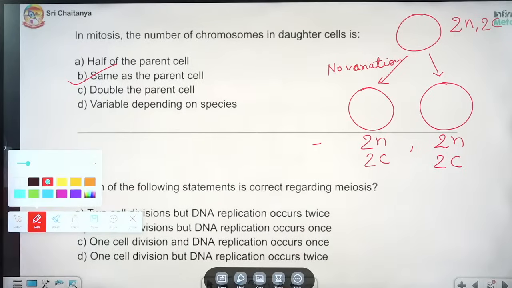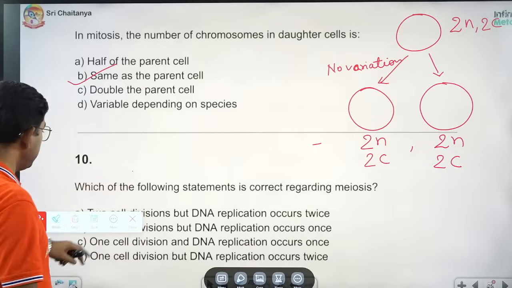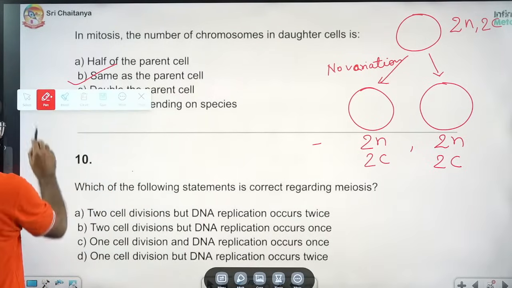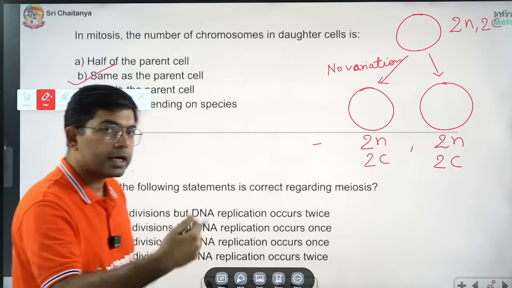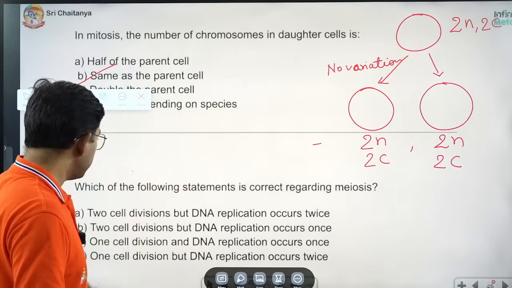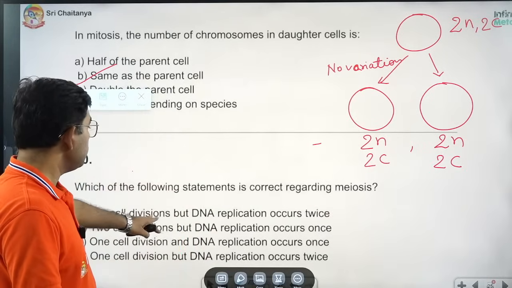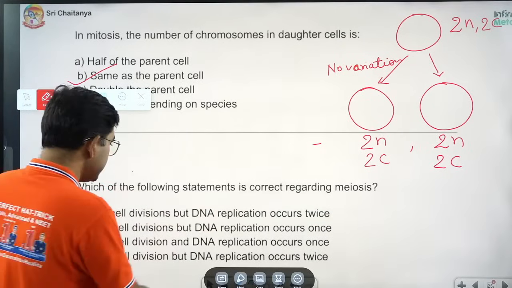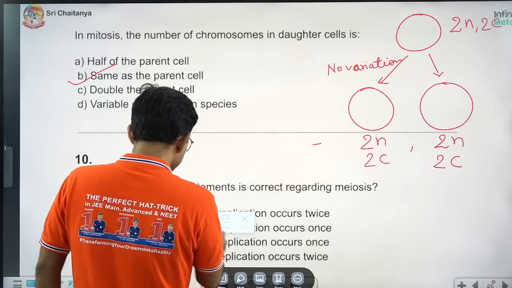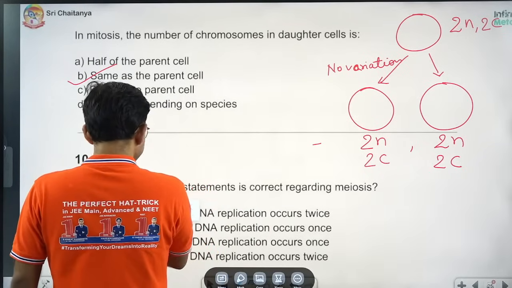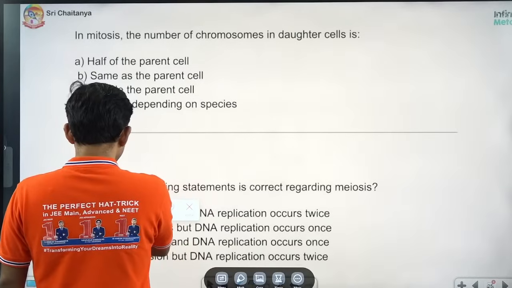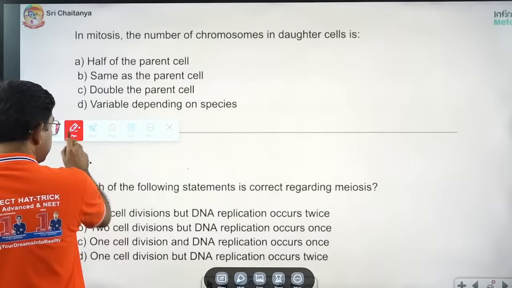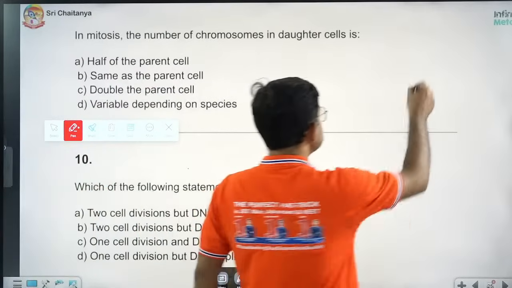Then which of the following statements is correct regarding meiosis? First, 2 divisions but DNA replication occurs twice. Now here let's understand this. Just a moment. Let me explain it and then I will tell you the answer. First, let's understand the meiosis.